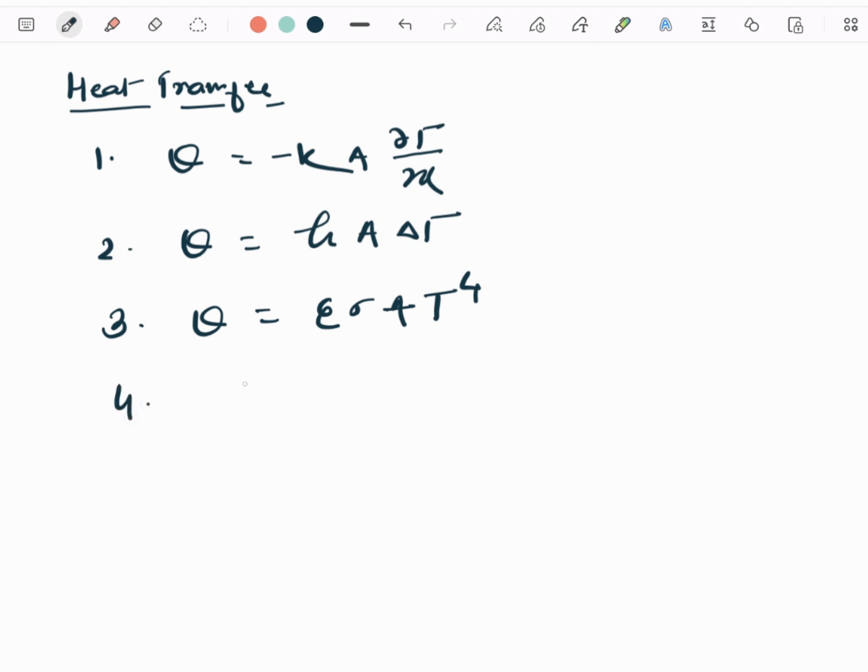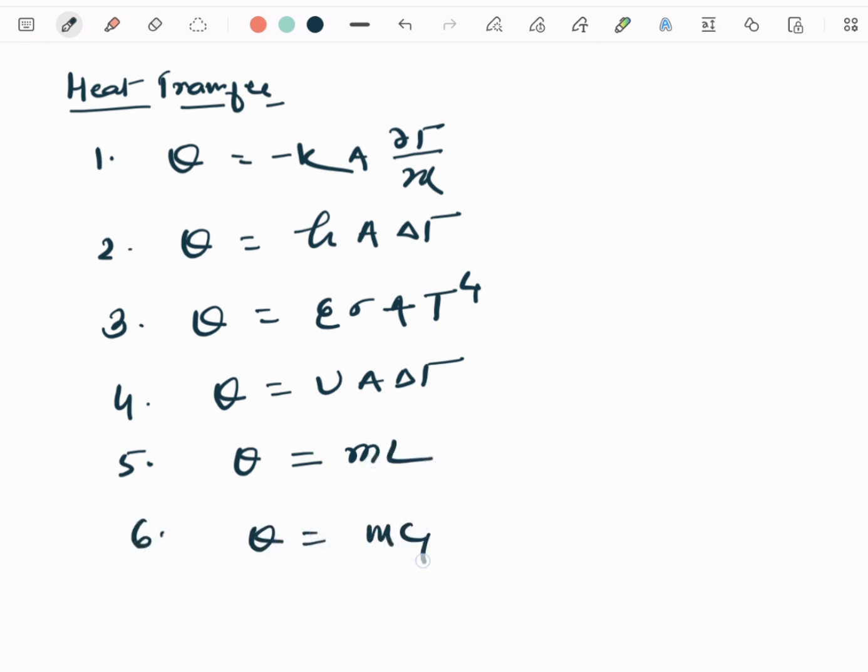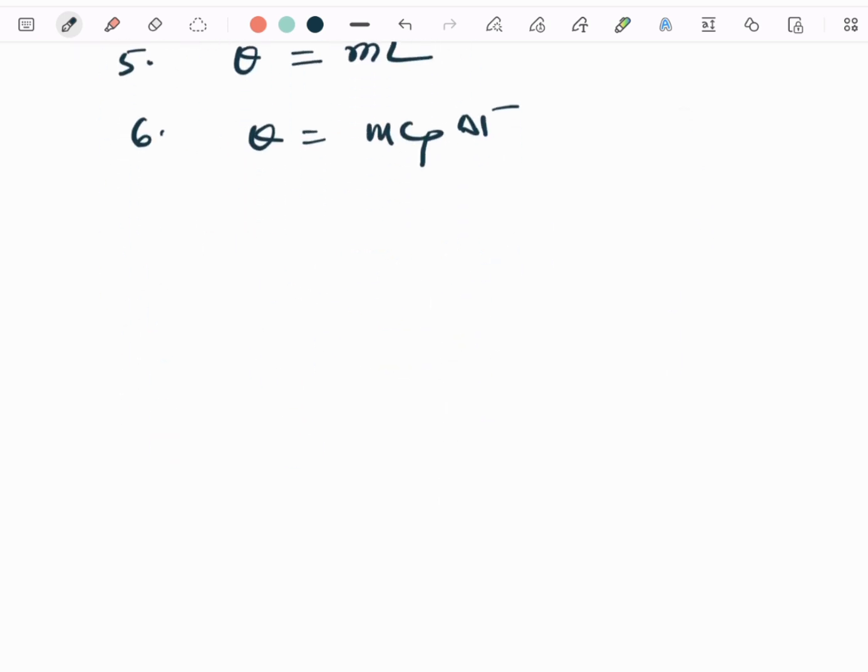Fourth equation is Q = UAΔT. Fifth equation is Q = mL, and sixth equation is Q = mCpΔT. These six equations are very commonly used in heat transfer, or we can say heat loss calculation. Let's discuss the equations one by one.